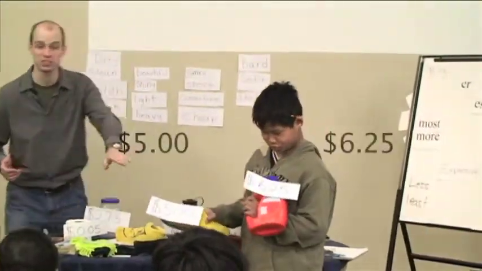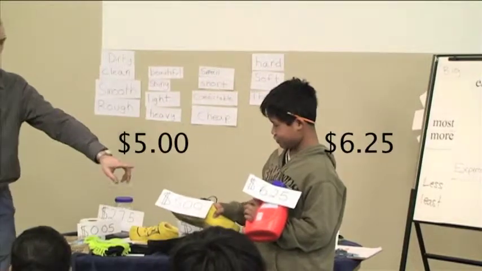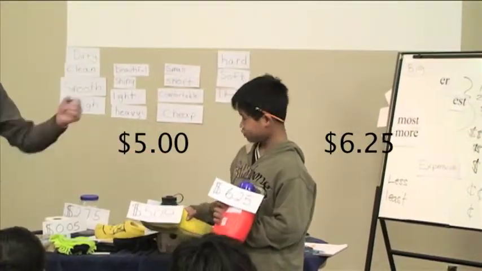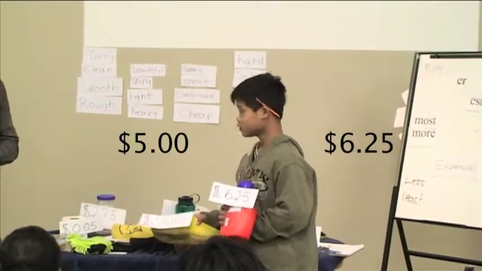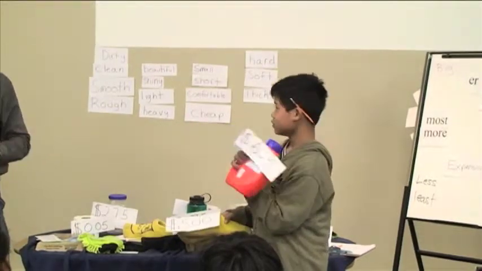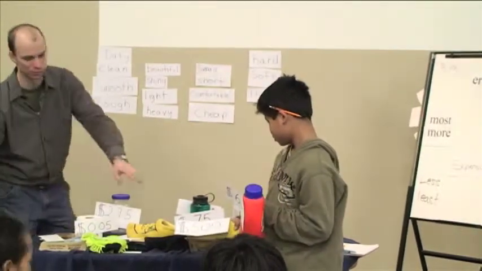Okay. How much is the shoe? $5. And how much is the tide? $6.25. So which is more expensive? The tide. Right.